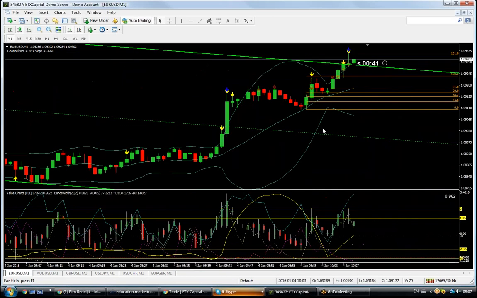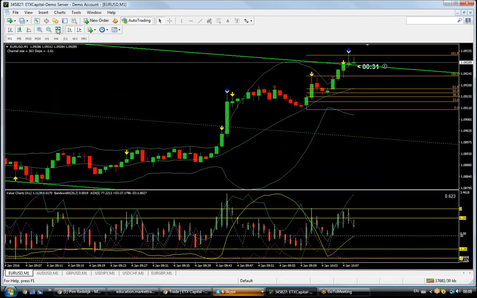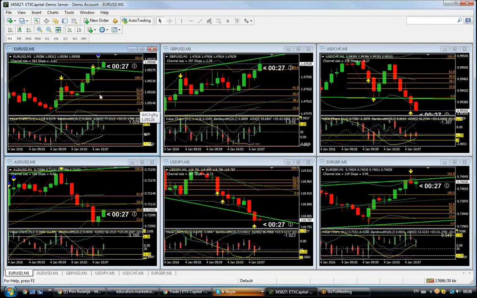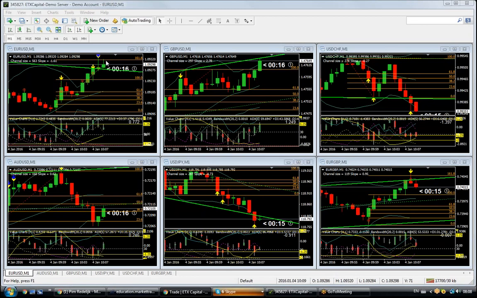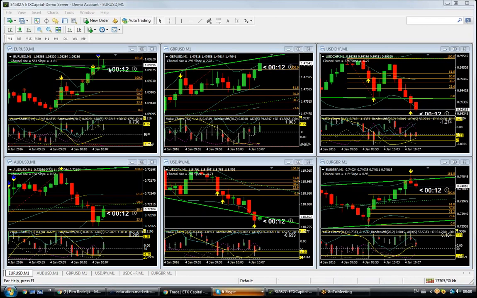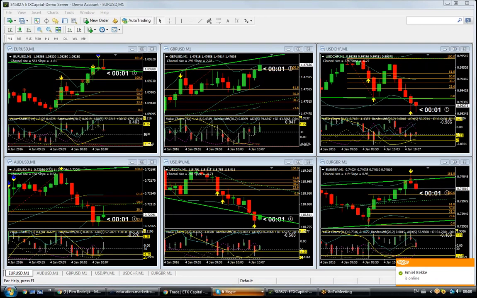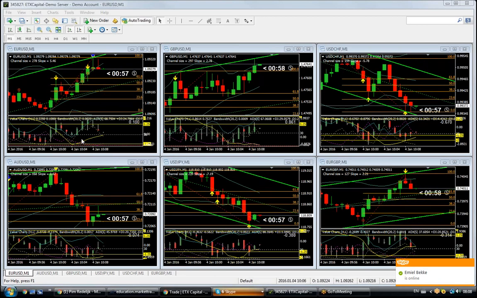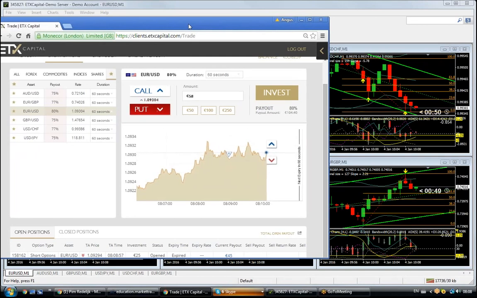Now, it did unfortunately go below the 1.25 in the last minute, so I'm hesitant as to whether I'm going to re-enter this trade or not. I think I will enter. No, I won in the last second. Won in the last second. I don't know whether you guys did or not, but I did.